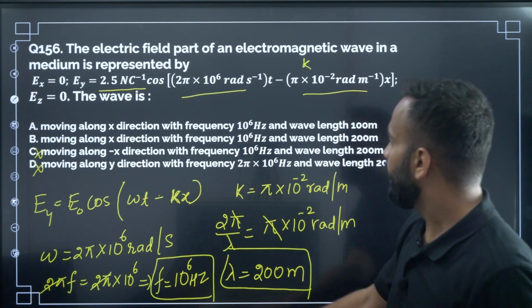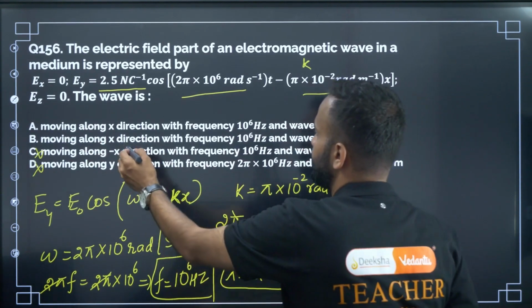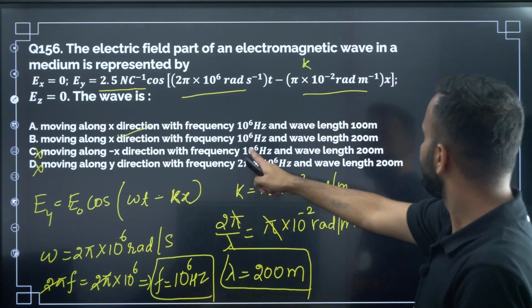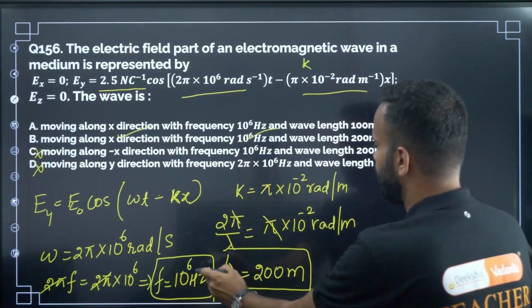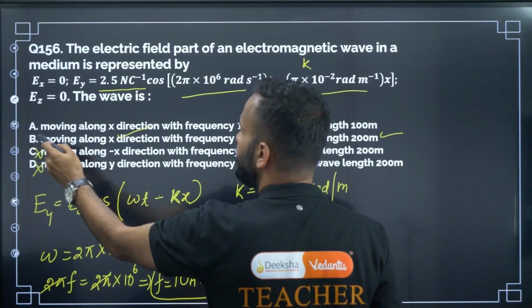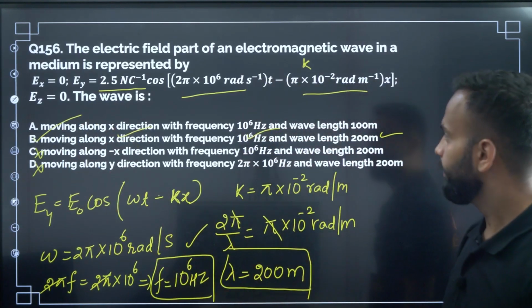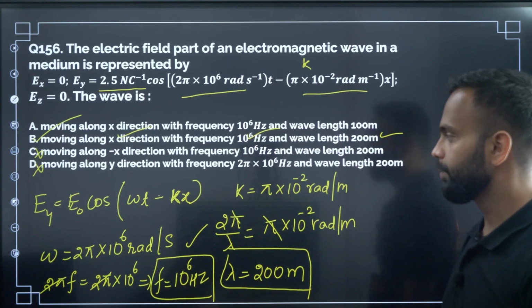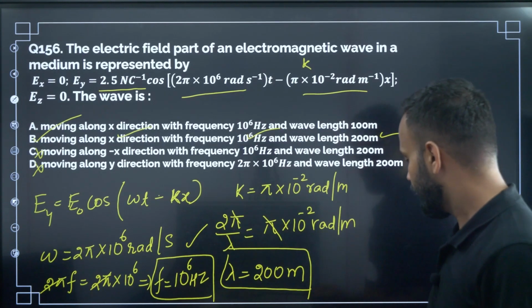So in option B they have given moving along the positive x direction, correct. Frequency 10 to the power 6 hertz, again correct. And wavelength 200 meter. So option B is the correct answer. This one is a very simple question, dead easy question. So next question.